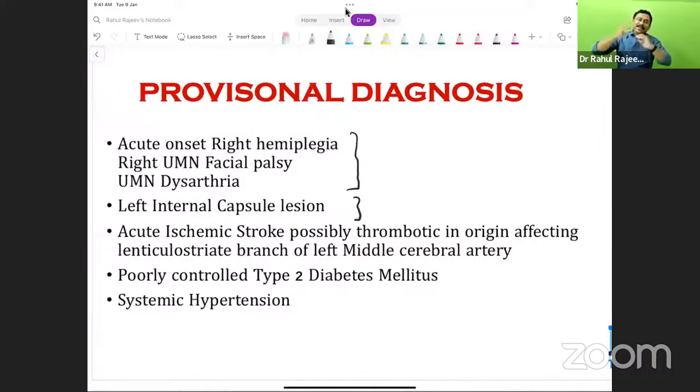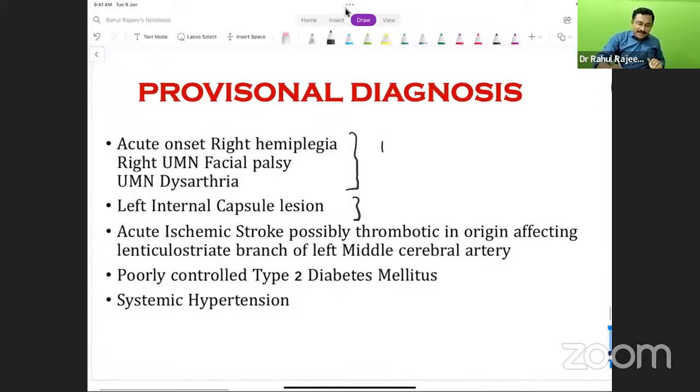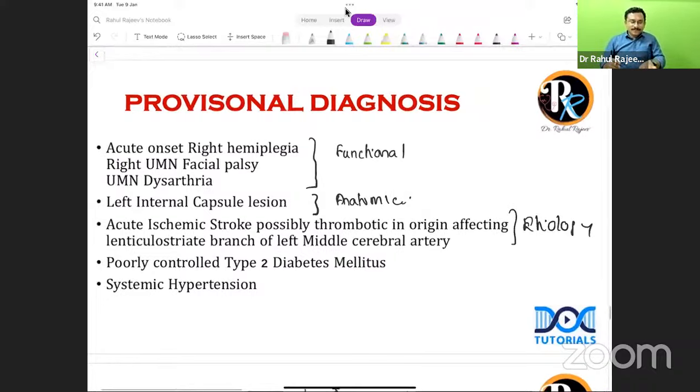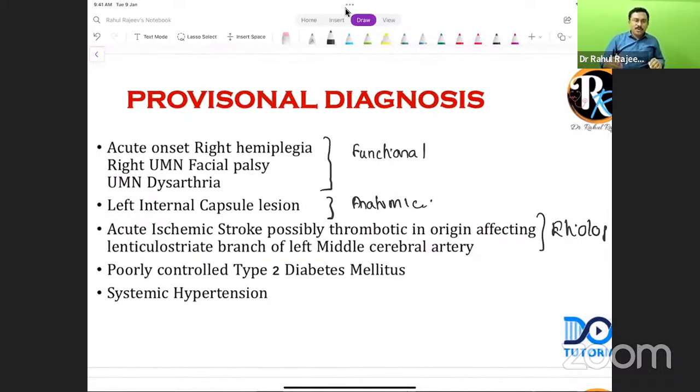Functional deficit, anatomical site, etiology. But if you simply say stroke, and you take the MRI and find demyelination, you will be embarrassed. So remember, everything in medicine has an order. So please tell the functional deficit. What is the anatomical site of lesion? Then what is the etiology? It is an acute ischemic stroke, possibly thrombotic. Why do I say thrombotic? I already told you. Affecting the lenticulostriate branch of the left middle cerebral artery.